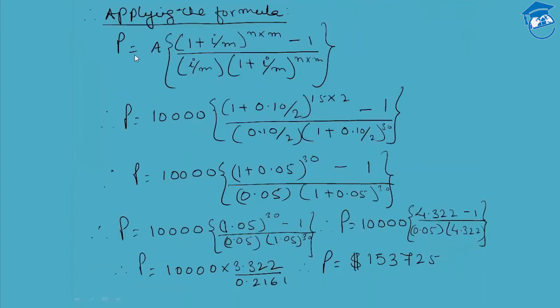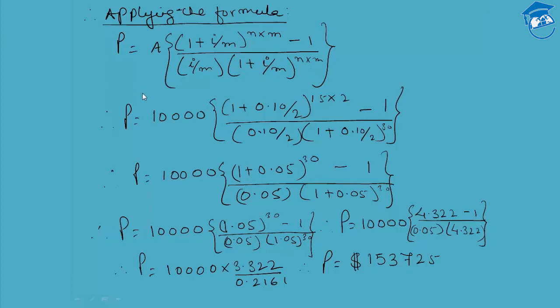So applying the formula, once again students, P is equal to A multiplied by, within curly brackets, within small bracket, 1 plus I upon m raised to the power n into m minus 1, curly brackets closed, whole upon, within small bracket I upon m, small bracket closed, multiplied by small bracket 1 plus I upon m, small bracket close, raised to n into m.